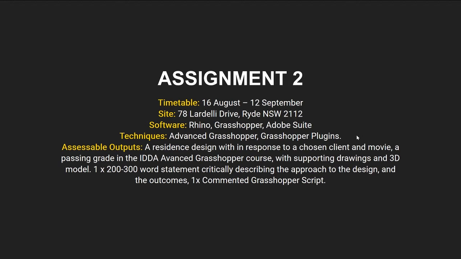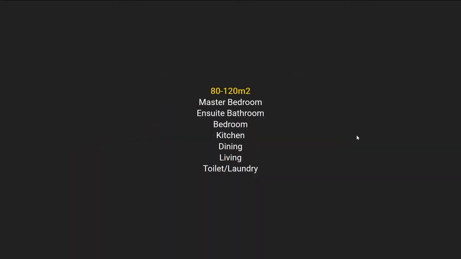So let's introduce the brief. We're looking for an 80 to 120 square meter residence on your site. In that, we need a master bedroom, and with every master bedroom, you have an ensuite bathroom, a bedroom for a potential child or guest or whatever, or if two people argue and someone doesn't want to sleep on the couch. It's not free. Damn. Okay. A kitchen, a dining room, a living room, and a toilet/laundry. That's basically it, okay?